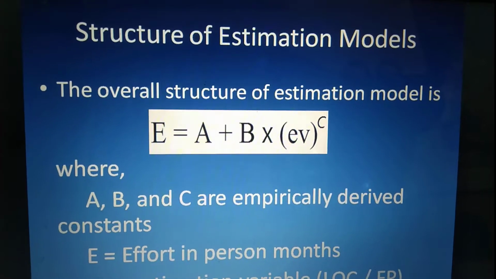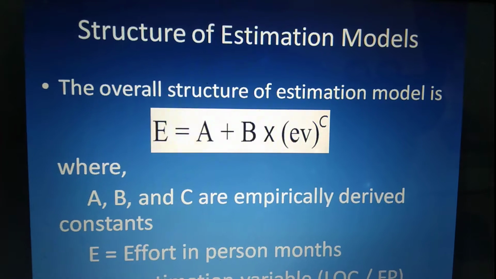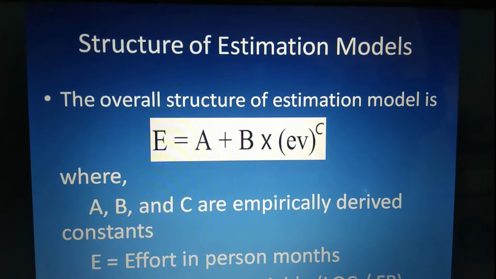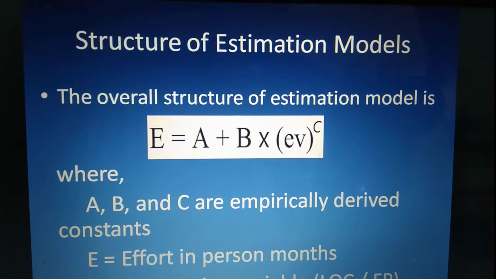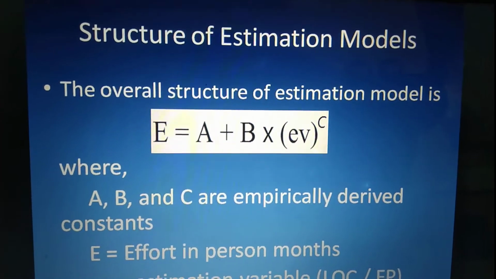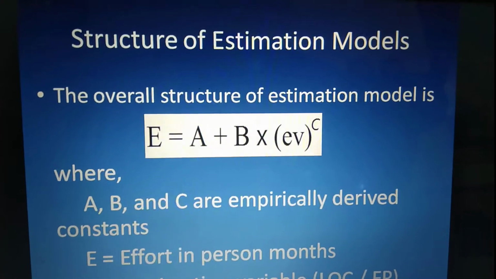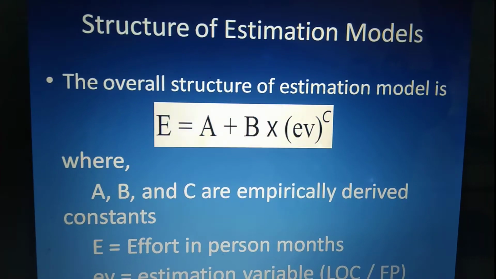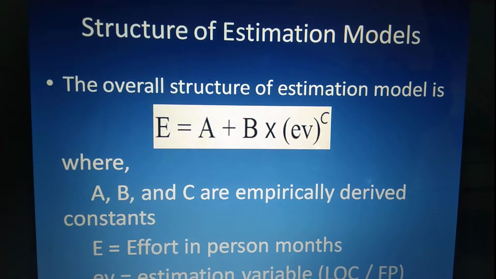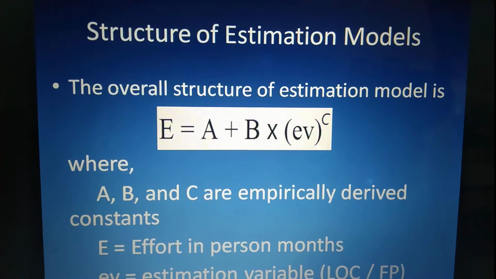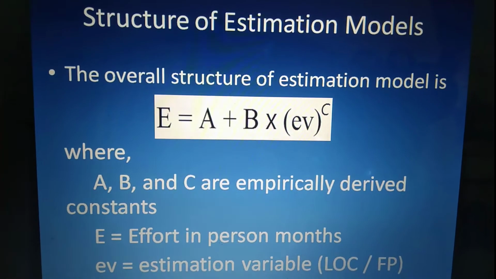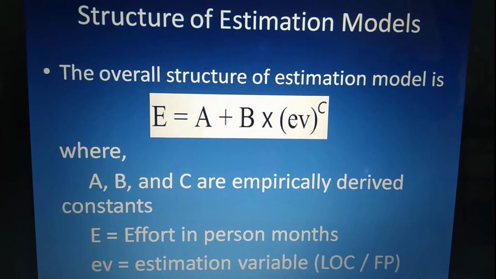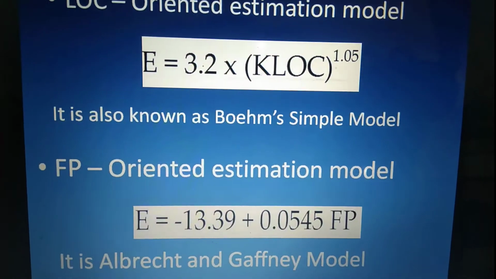Generalizing all those formulae, all those models, we have derived an overall structure of estimation model as E = A + B × (EV)^C, where EV is the estimation variable, A, B and C are coefficients, empirically derived constants. E is effort in person months. EV is the estimation variable, that is in LOC or function point.